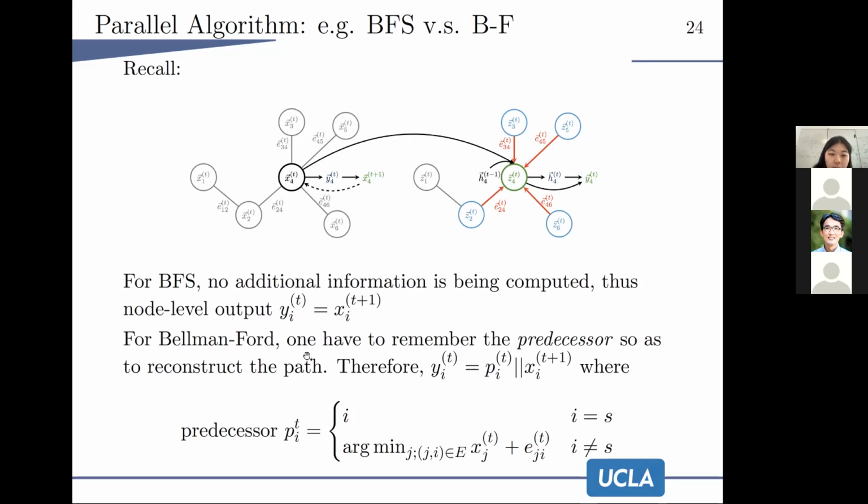reachability that we predict for this step to be the next step input. And for the Bellman-Ford, where we want to compute the shortest path, we will also need the information of which one is the predecessor, so we actually need to predict who is the predecessor, and also what is the shortest path length. So here we have two components of Y, and part of it goes into the next step's input.